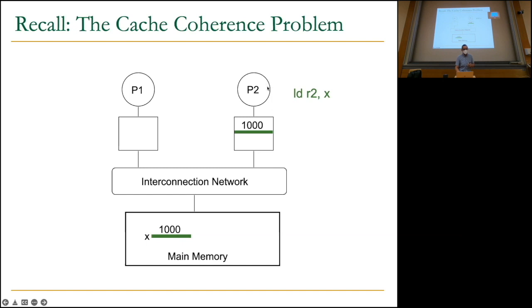So you have this processor loading into R2 some value, and the value is 1000. It's consistent with memory. And then this processor also loads that value into its private cache. We're assuming these are private caches right now to the processors. And then this processor does something to that value and updates it. So the memory location is updated in the cache of this processor, but not updated in the cache of this processor.